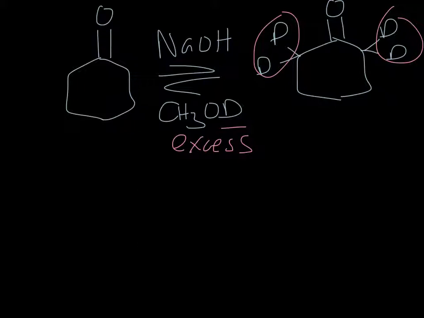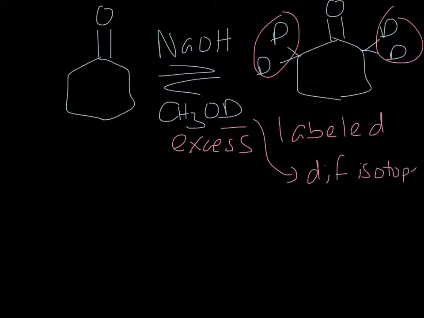And because this is a different isotope of hydrogen, we call this a labeled compound now. So we are swapping a proton for a deuterium. So this would be a different isotope of H. So using the acidity of the protons at the alpha position, right here, I am able to deprotonate and then replace them with a deuterium. So we'll look at that enolate ion again and see exactly how this happens.